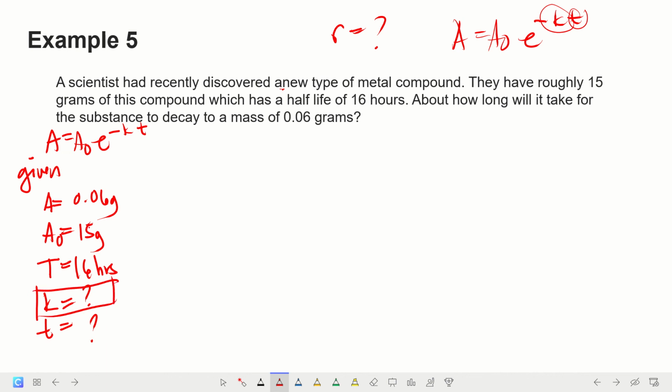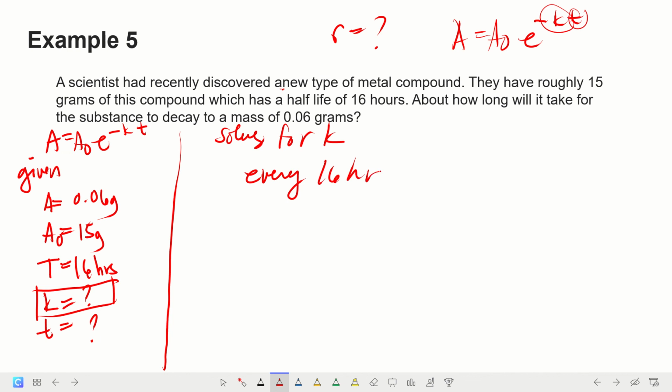So, therefore, don't think about the other givens for now. So, just this first. So, k, this half-life, and the fact that every half-life, our original value is cut in half. So, for solving for k, every 16 hours, our a is equal to 1/2 of the original value.